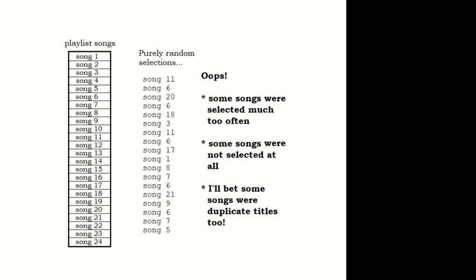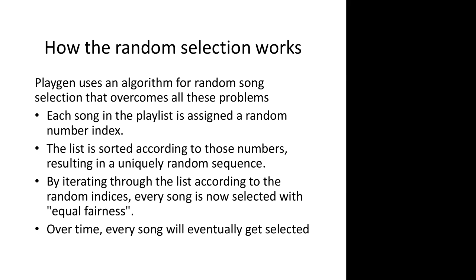And so this is what the problem looks like. I have a list of songs, and if I do pure random selection, look at some of the problems that occurred. Like song number 11 got selected again. Some of these songs never got selected. And there are certain songs that are being duplicated, and some of these songs are probably different performances of the same song. And so there's the problem that's happening that I've described.